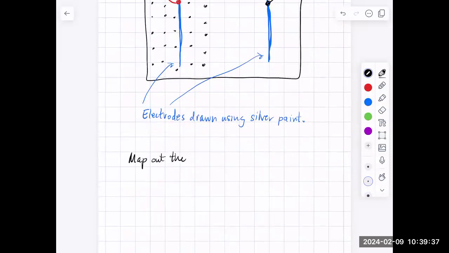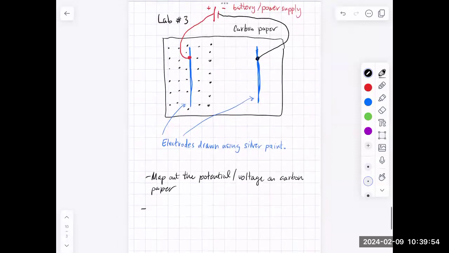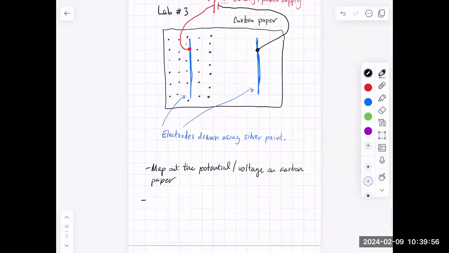Okay, so we will map out the potential or voltage on the carbon paper. Okay, that'll be the first step. And then you'll kind of play with different ways of actually visualizing what that looks like. We're going to use like these color plots to visualize what the map of potential looks like.